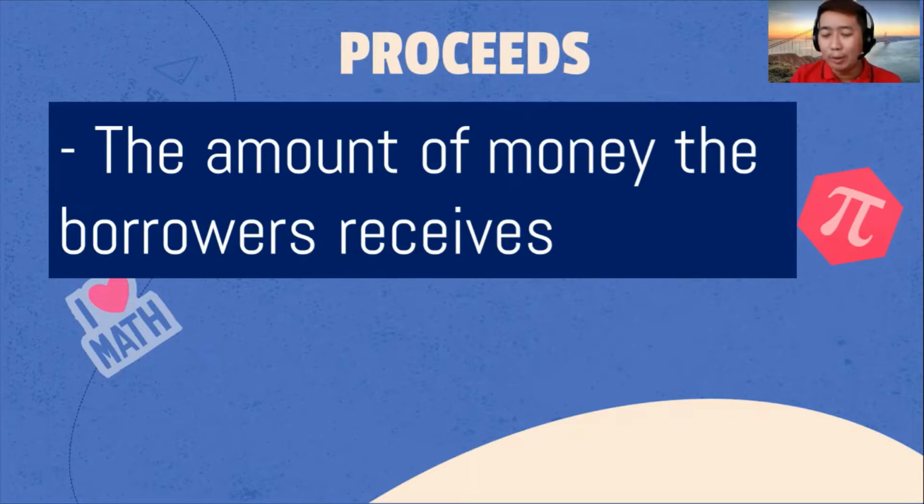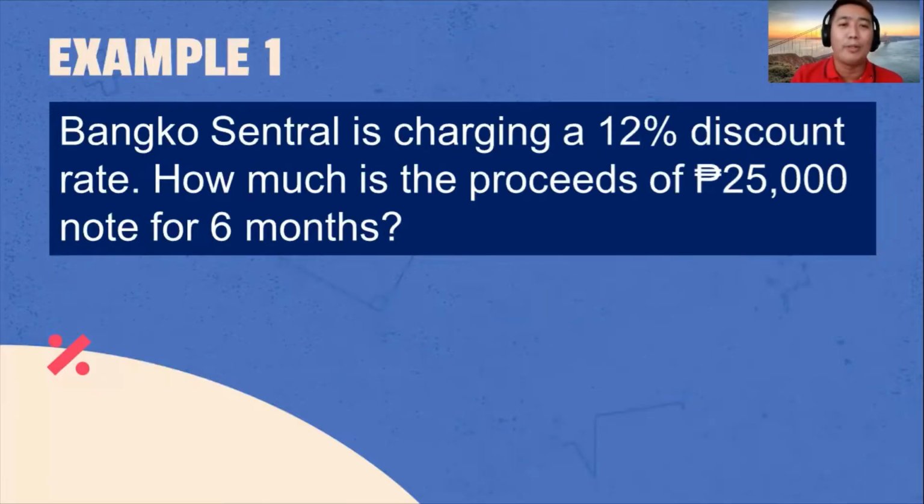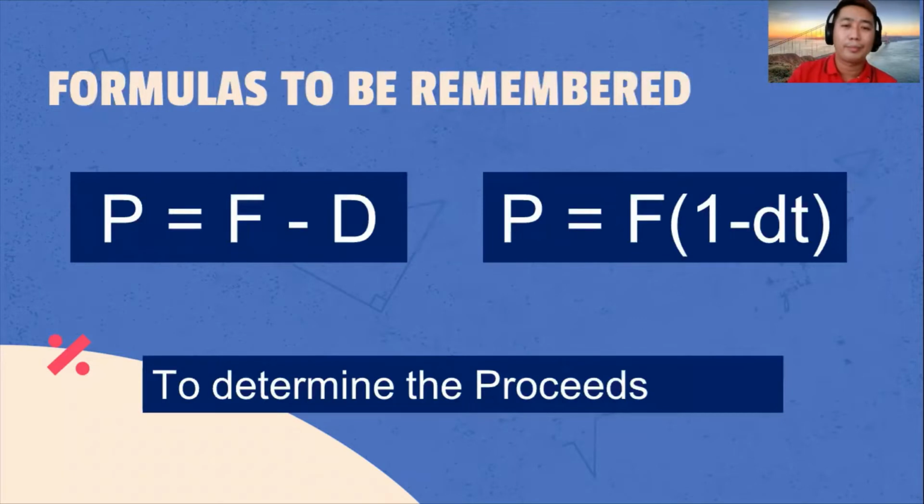Let's now try to solve example number one. Banco Central is charging a 12% discount rate. How much is the proceeds of a 25,000 pesos note for 6 months?